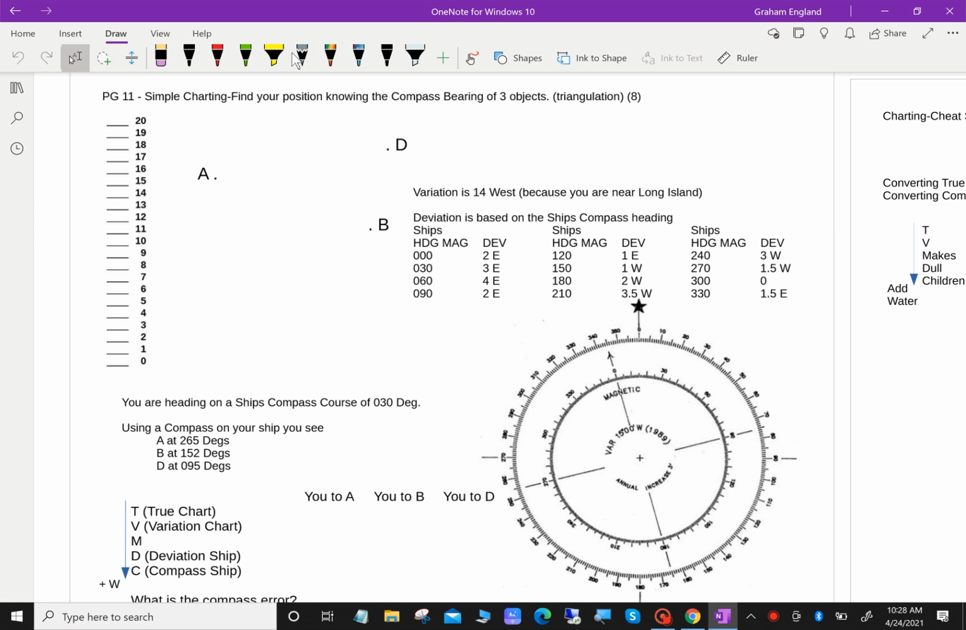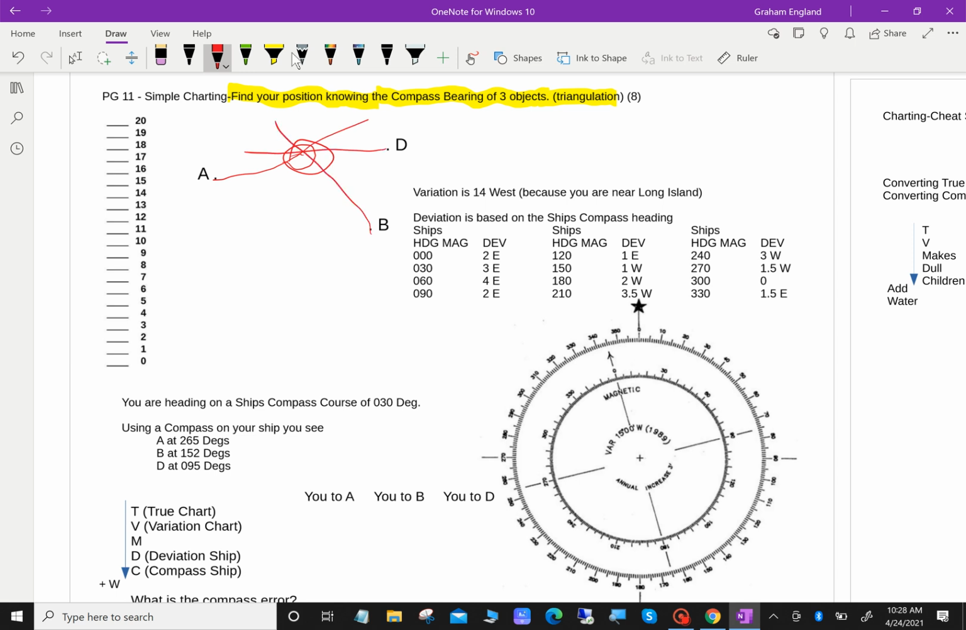And let's do a problem that's called, locate your position knowing the compass bearing of three objects. Triangulation is what's kind of nicknamed. Basically what you're doing is you're saying that I'm somewhere in here and I look over and I see this object along that line. I see that object along that line. I see that object along that line. Where those three lines meet, that is where I am.